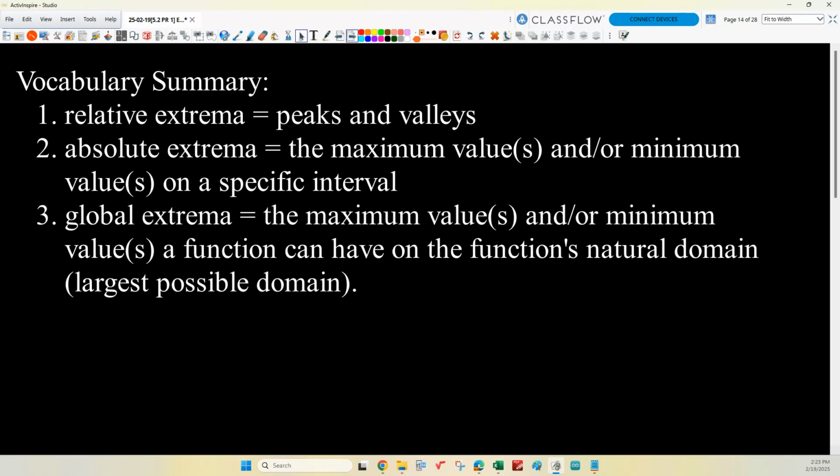Okay, so quick vocabulary summary. In informal language, relative extrema are peaks and valleys. Absolute extrema are the maximum and/or minimum values on some specific interval. Global extrema are the maximum or minimum values on the entire domain of the function. Okay?